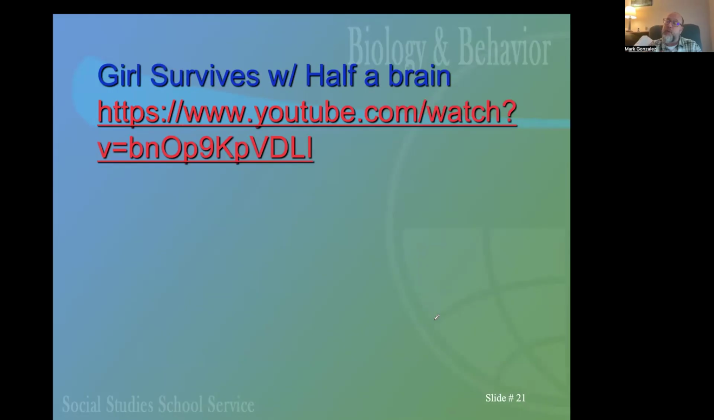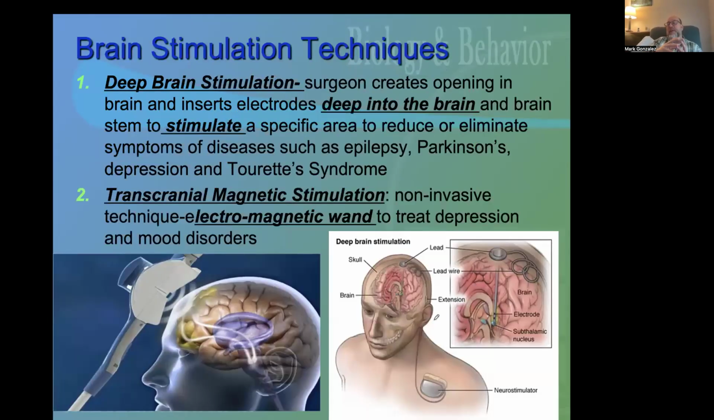Again, this has to happen when they're young because the brain, at that age especially, has a great deal of what we call neuroplasticity. It has the ability to adjust, almost heal itself. And so one side of the brain was able to take on the roles of both sides of the brain.